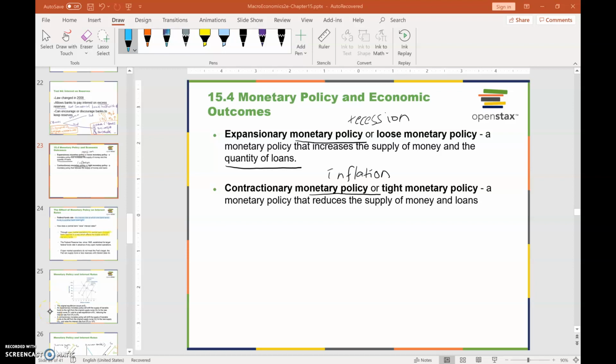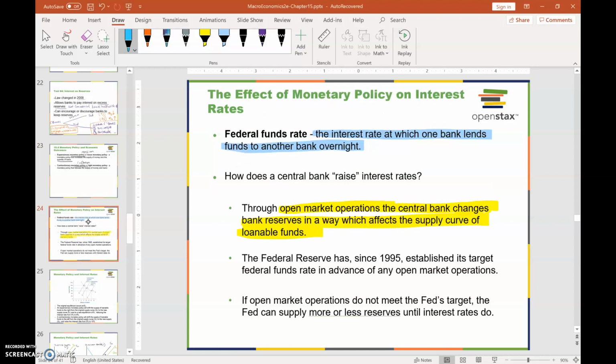Hey everyone, in this section we will talk about expansionary monetary policy and contractionary monetary policy. The Fed uses expansionary monetary policy during a recession and contractionary monetary policy during an inflation. The Federal Reserve Bank is trying to control the Fed funds rate, which is the interest rate at which commercial banks lend funds to other commercial banks overnight.